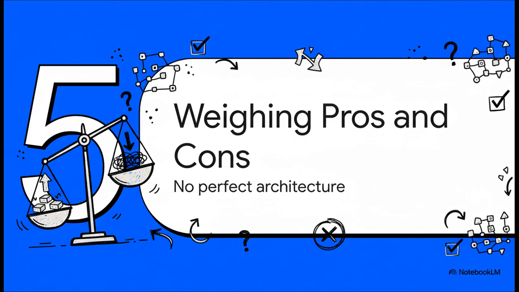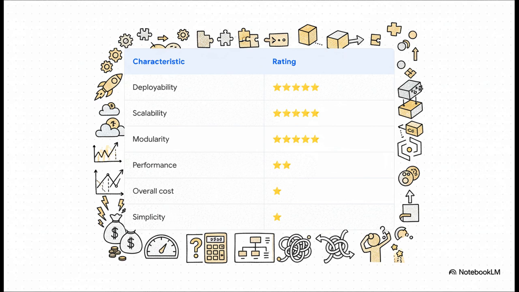But of course, no architecture is perfect. There's no silver bullet, and microservices definitely come with a very specific and very important set of trade-offs. This ratings chart gives us a fantastic snapshot of those trade-offs. Just look at the top. 5 stars across the board for deployability, scalability, and modularity. That's huge. It means it's easy to update, it can handle massive amounts of traffic, and the code stays nice and organized. But then you look at the bottom. Yikes. Performance, overall cost, and simplicity, they take a major hit.